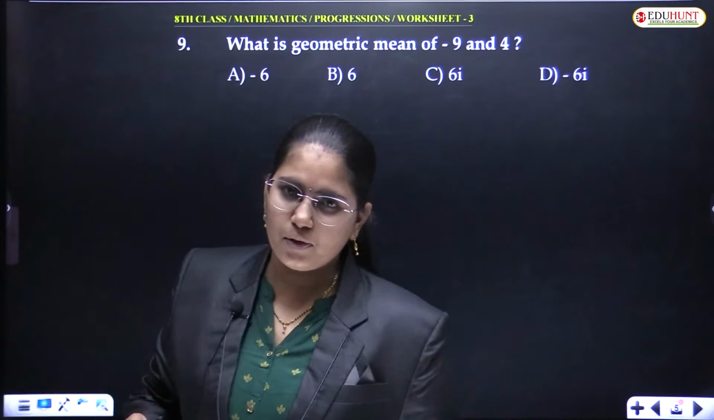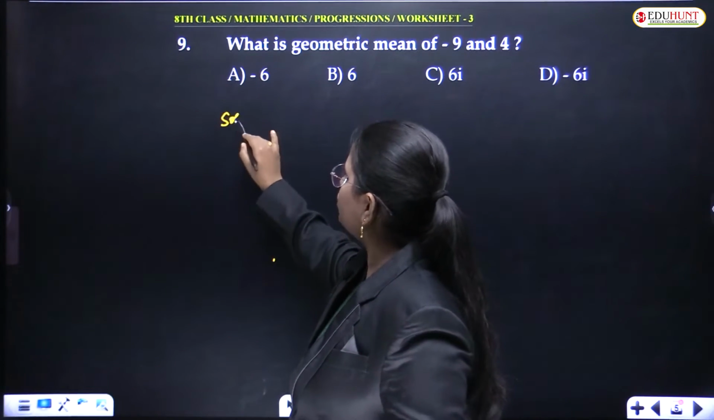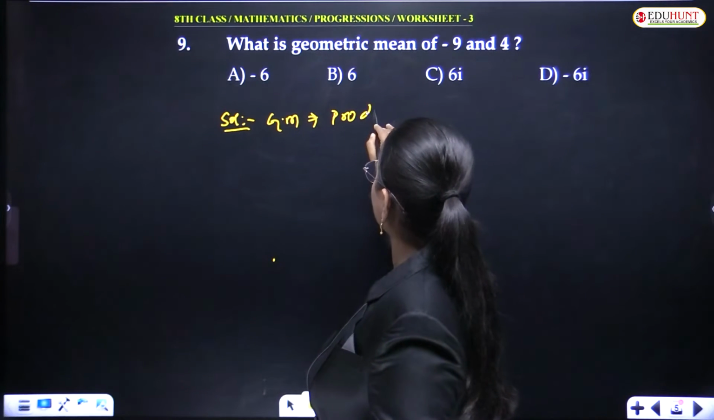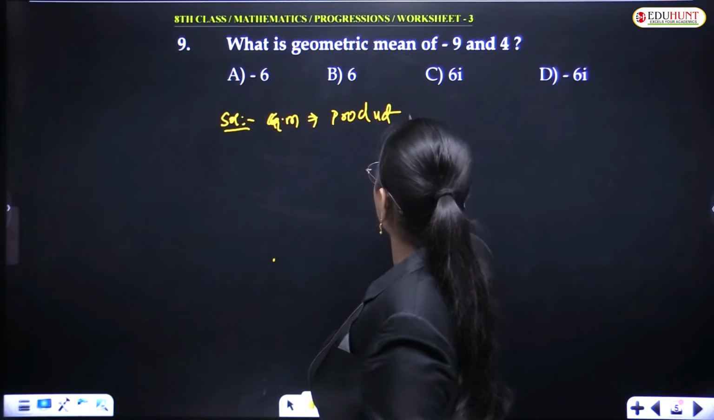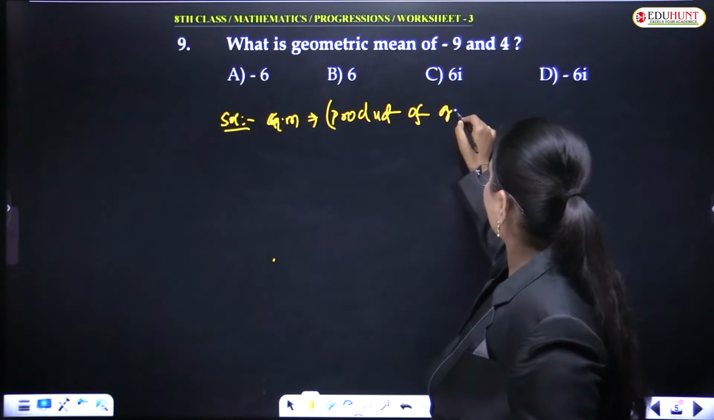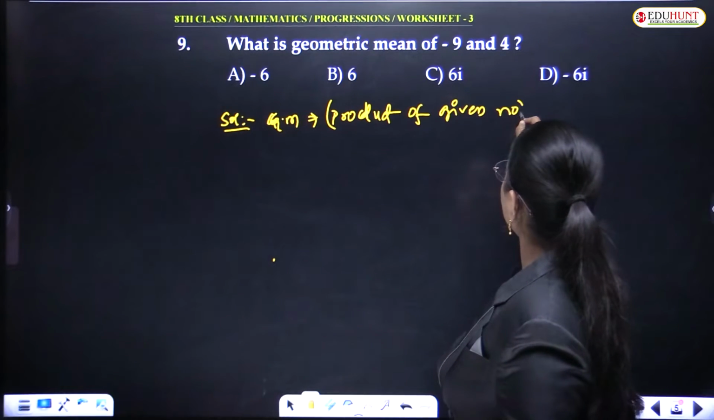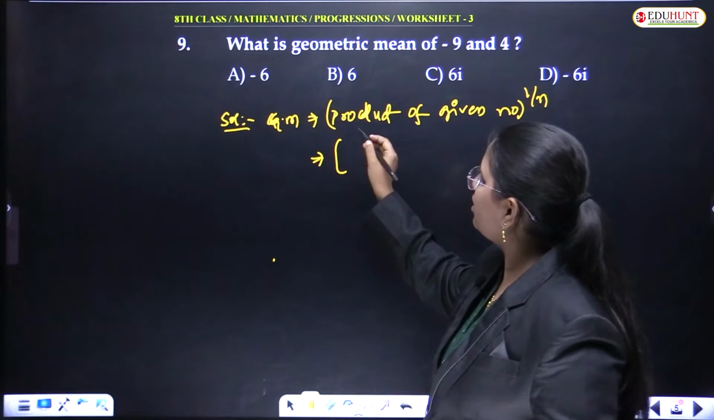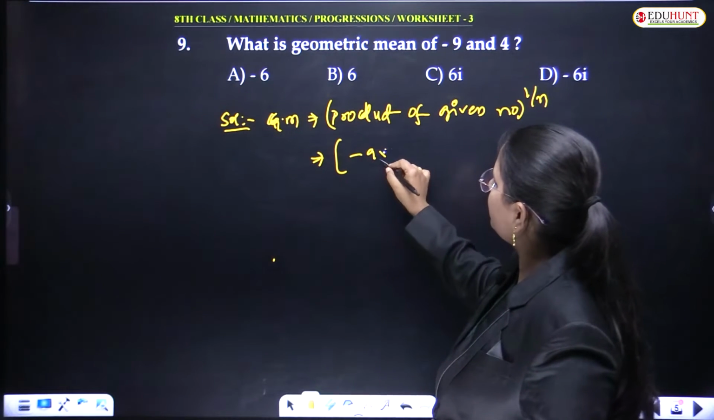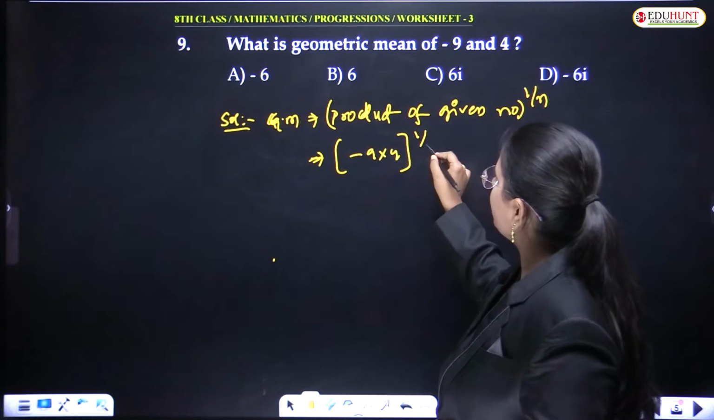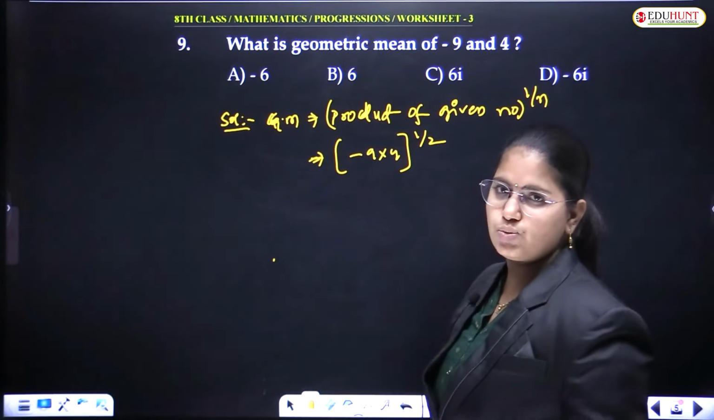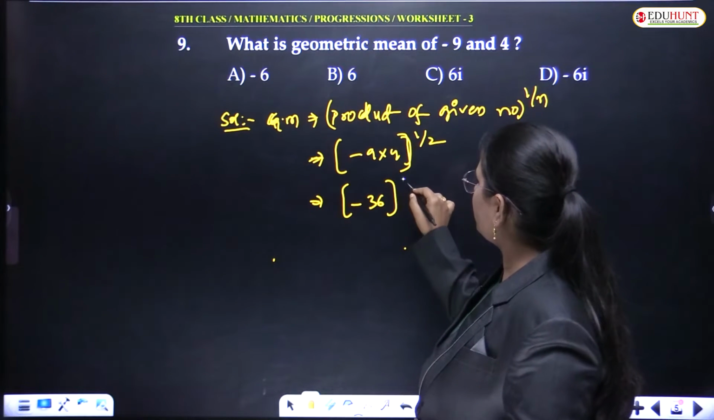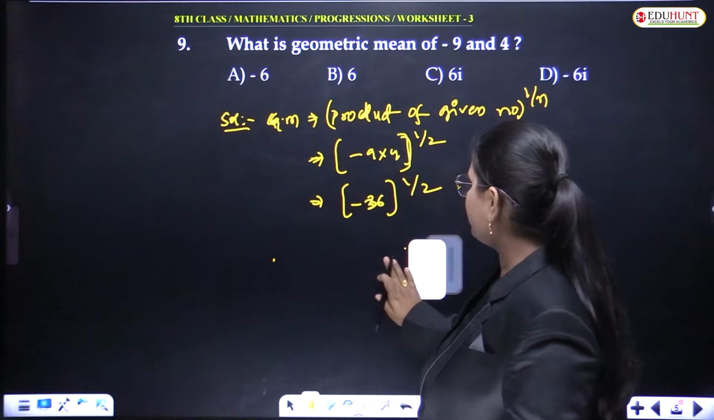So, let's begin the problem. As I mentioned, what is the formula for geometric mean? Product of given numbers whole to the power of 1 by n. So, what is the product of given numbers? Minus 9 into 4, whole to the power of 1 by, how many numbers were there? 2, which is 1 by 2. So minus 9 into 4 is how much? Minus 36, whole to the power of 1 by 2.